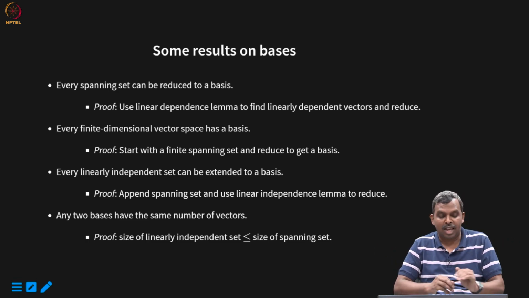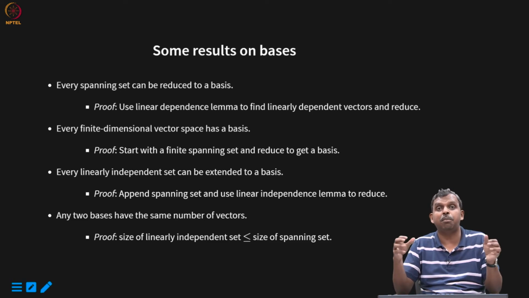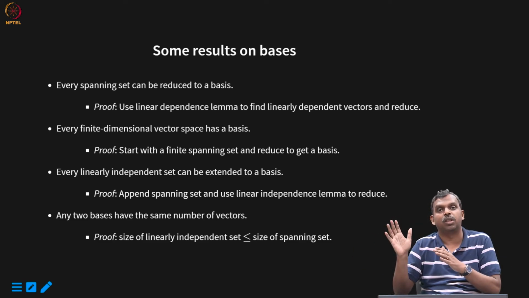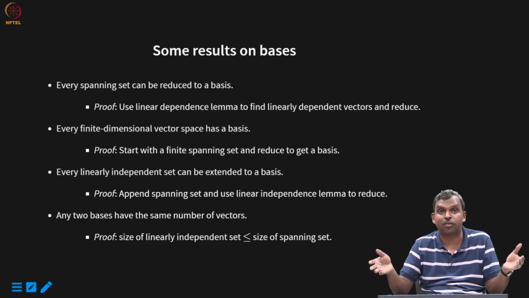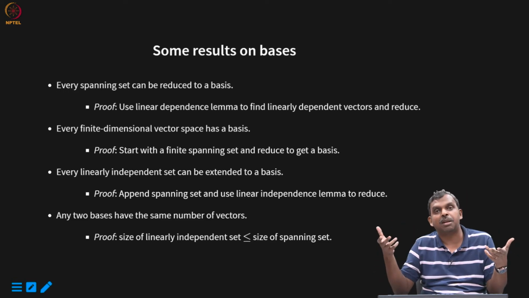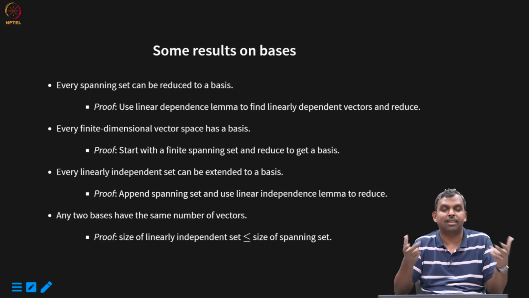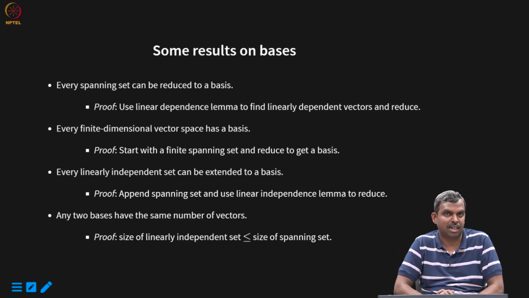So the last result is very, very interesting. Any two basis sets of vectors have to have the same number of vectors. It cannot be different. If you have a finite dimensional vector space, you cannot have a basis with 10 elements and another basis with 12 elements. It violates the basic conditions that need to be satisfied. So any two bases have the same number of vectors. Interesting, isn't it?